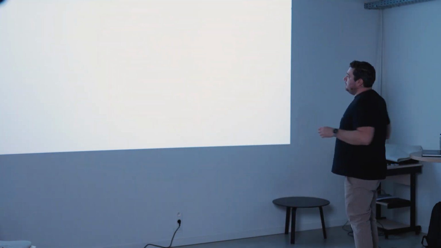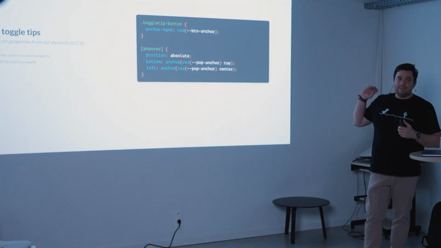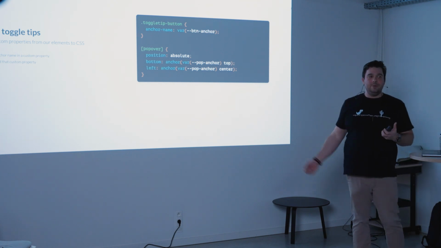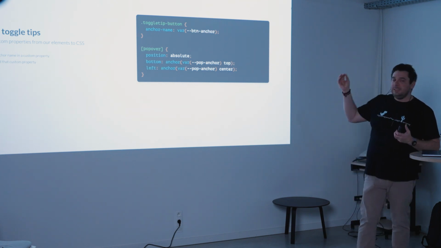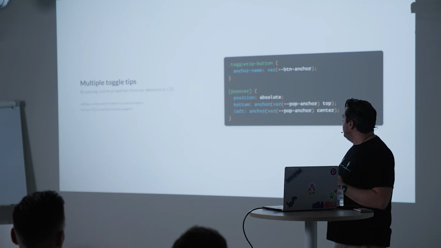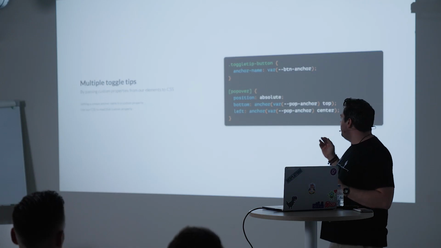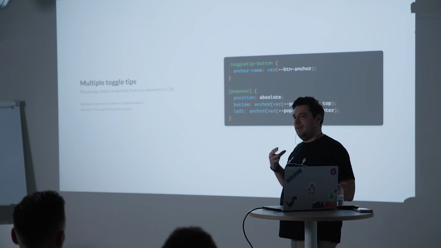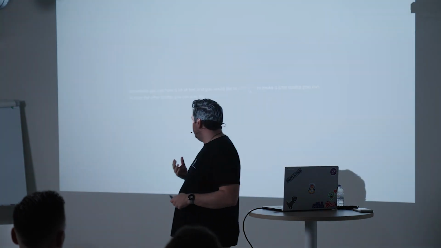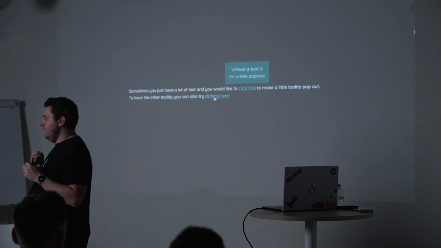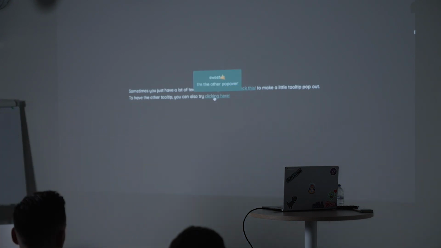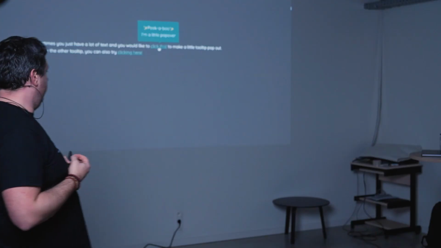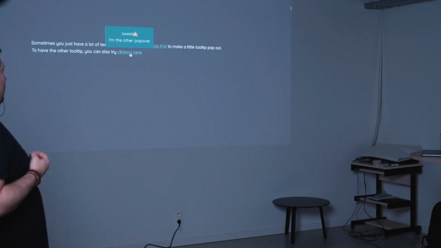And then I go back to my CSS, and instead of actually just reading that anchor name, I'm going to use that custom property, and I'm going to read that variable in there. Same thing for my position. I'm going to use the variable, so this will be a unique name. And that way, you can actually handle a multiple toggle tip system with just HTML and CSS. I think that's pretty cool.